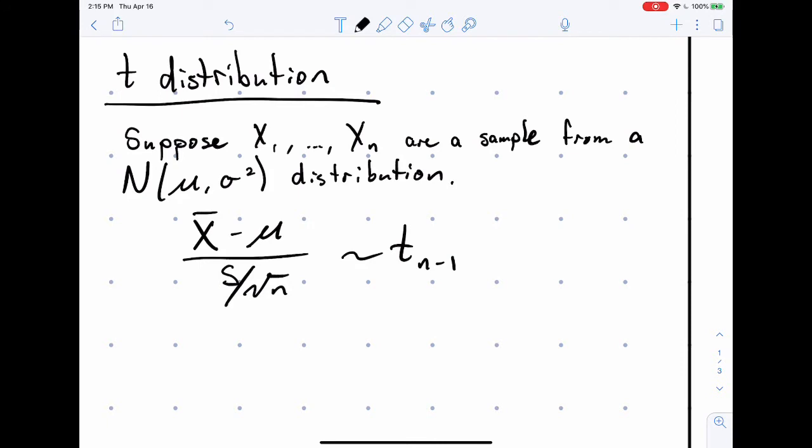Here's the definition of a t-distribution. The quantity of the sample mean minus the true mean, the difference of them, divided by the sample standard deviation over the square root of n. So this is like what we were using to get the confidence interval for the mean based on the central limit theorem. This has a t distribution with n minus 1 degrees of freedom. So this is the definition. You can take this as the definition of the t distribution.